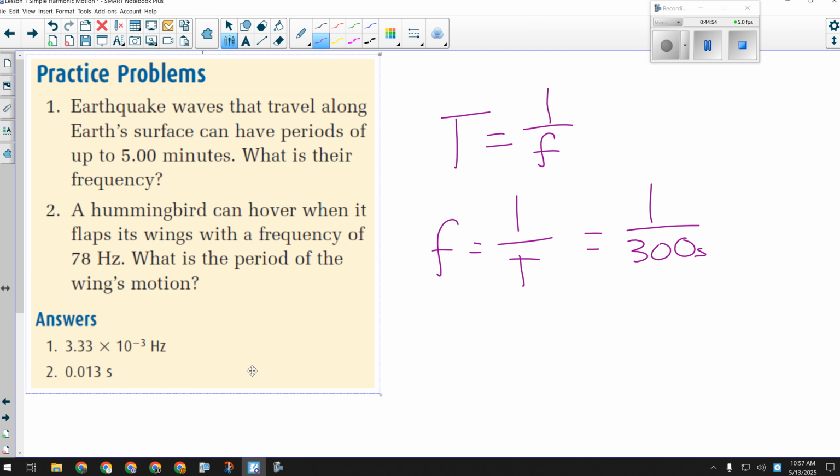A hummingbird can hover when it flaps its wings with a frequency of 78 hertz. So imagine your wings are flapping up and down 78 times per second. That's why they hum. It's literally their wings going up and down so fast.